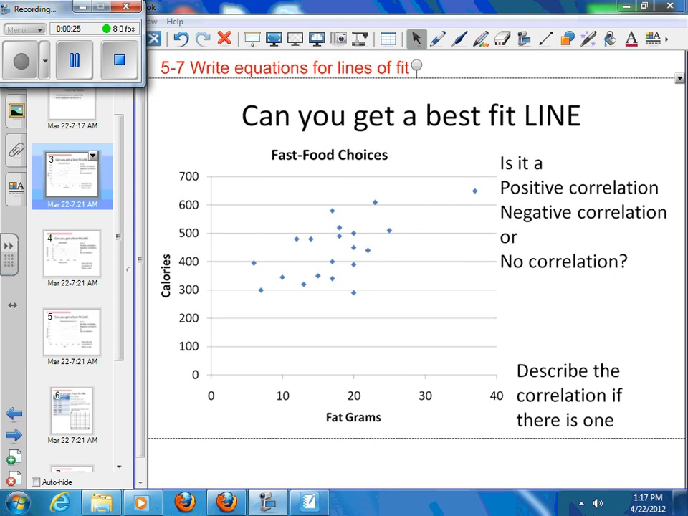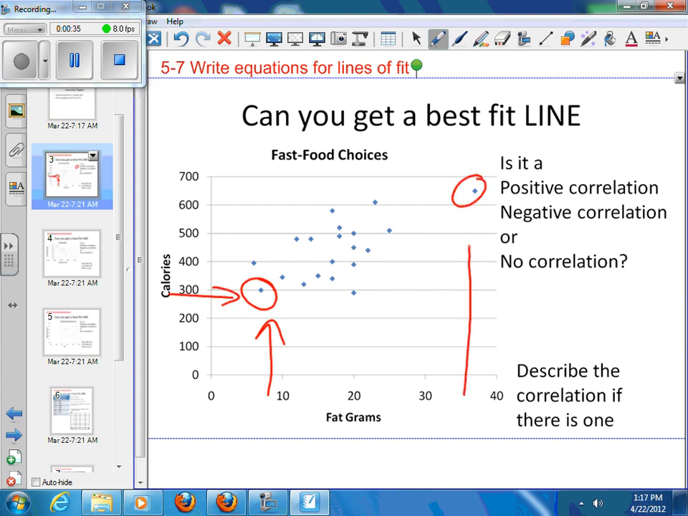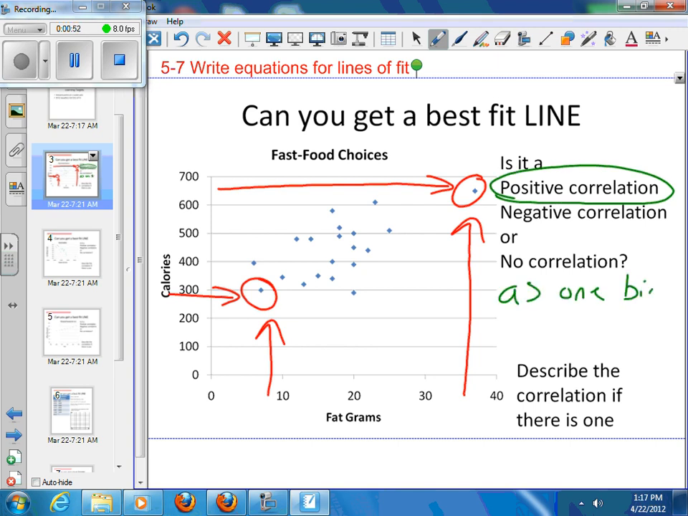So we can see, looking at this graph, if we don't have as much fat, we're on the lower end of our calories. Whereas if we're at the high end of our fat, we're at the high end of our calories. When you look at that, as one is getting bigger, the other one's getting bigger, which makes it a positive correlation. As one is bigger, the other is bigger. Again, that is a positive correlation.